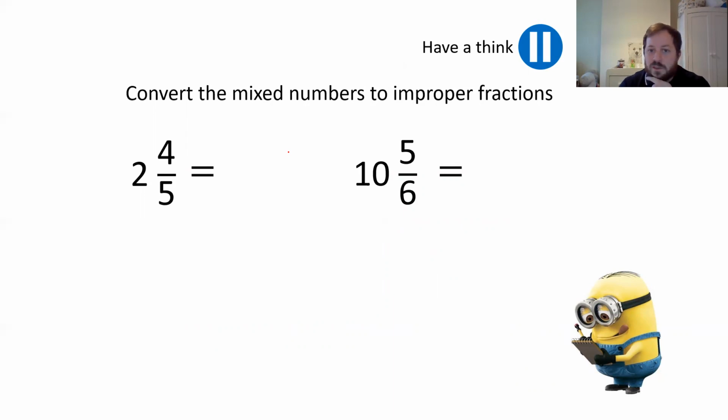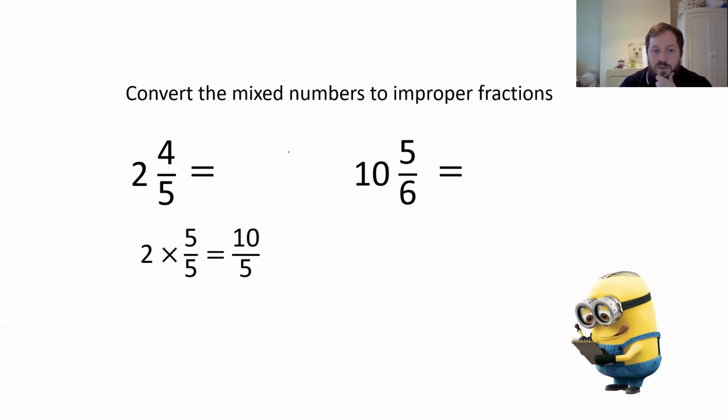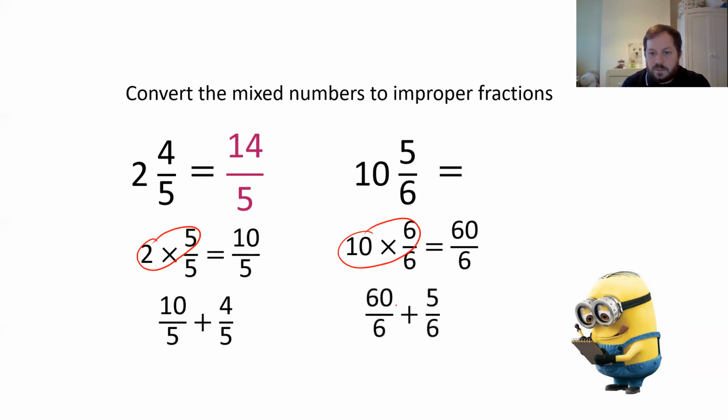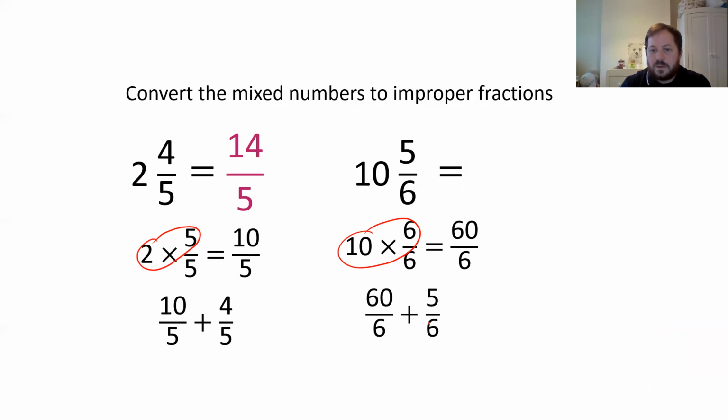Okay, so first off, we have two wholes. So 2 times 5 is 10, and it's over 5. Then we need to add the 4 on to get 14 fifths. Same over this side, we do 10 times 6 to get 60, and then we add the 5 on to get 65. And realistically, as long as you remember that, when you're timesing a number by a fraction, that's how it works out. And that's the easiest way to remember it.